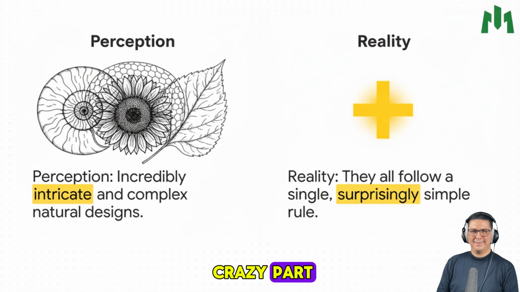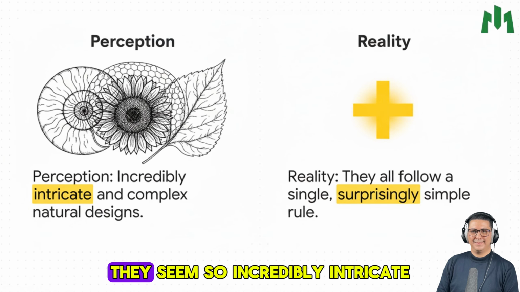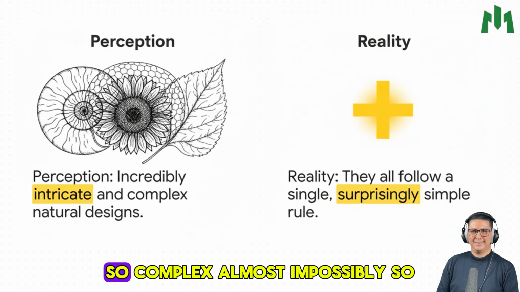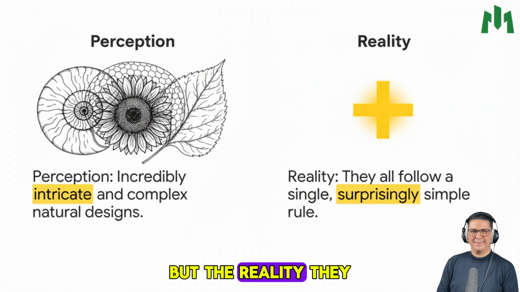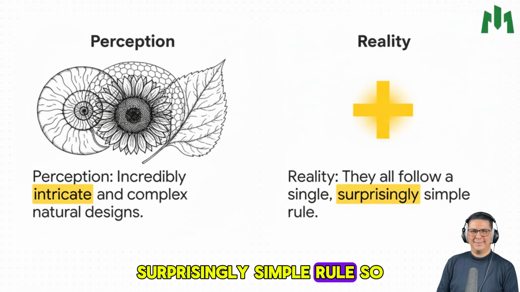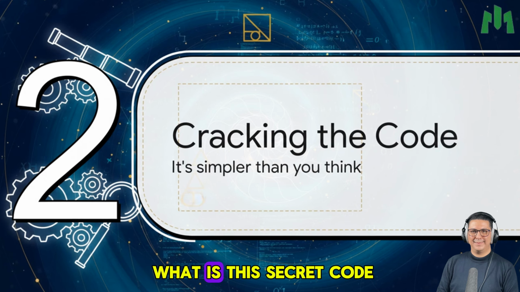And here's the crazy part. You look at these designs, right? They seem so incredibly intricate, so complex, almost impossibly so. But the reality? They all boil down to one single, surprisingly simple rule. So, what is this secret code? Well, you don't need a secret decoder ring for this one. In fact, let's crack it together right now.